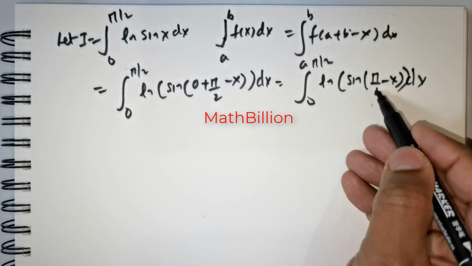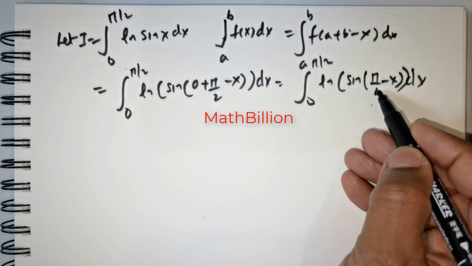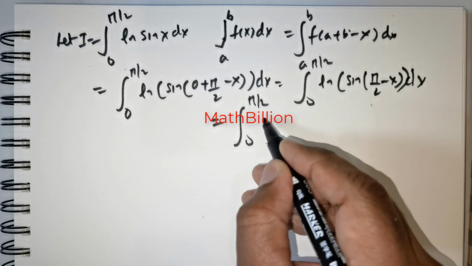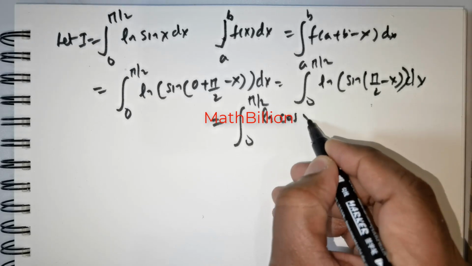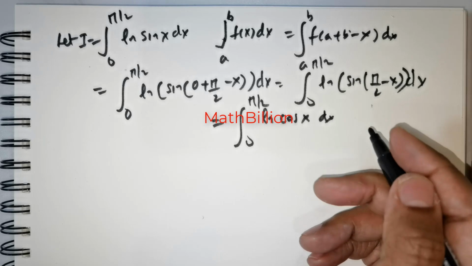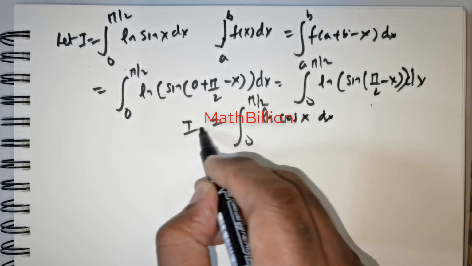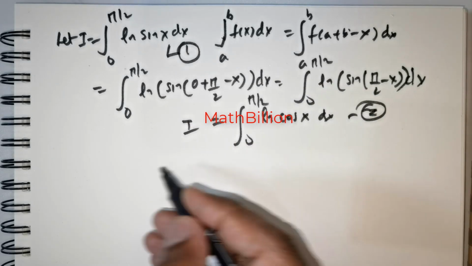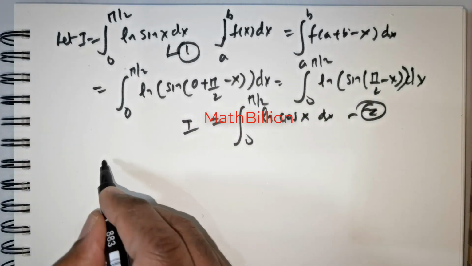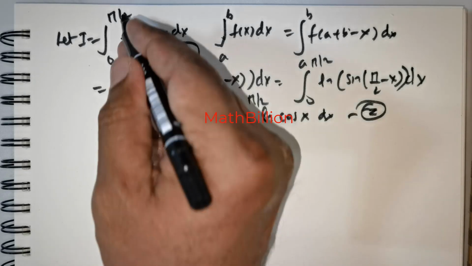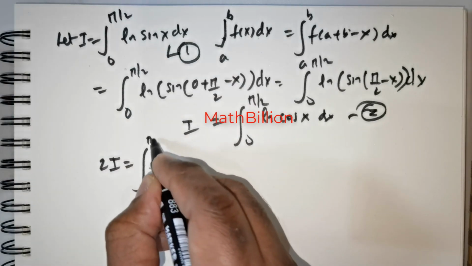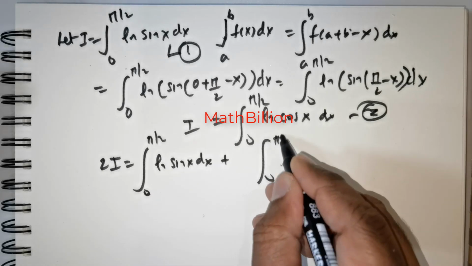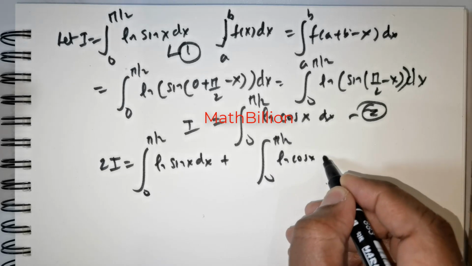Now, pi over 2 is 90 degrees, right? So sine of (pi over 2 - x) is cos x, and we get integral 0 to pi over 2 of ln of cos x dx. On the left we have I, so if I take this as 1 and this as 2, adding 1 and 2 gives me 2I, which is equal to integral 0 to pi over 2 of ln sin x dx plus integral 0 to pi over 2 of ln cos x dx.